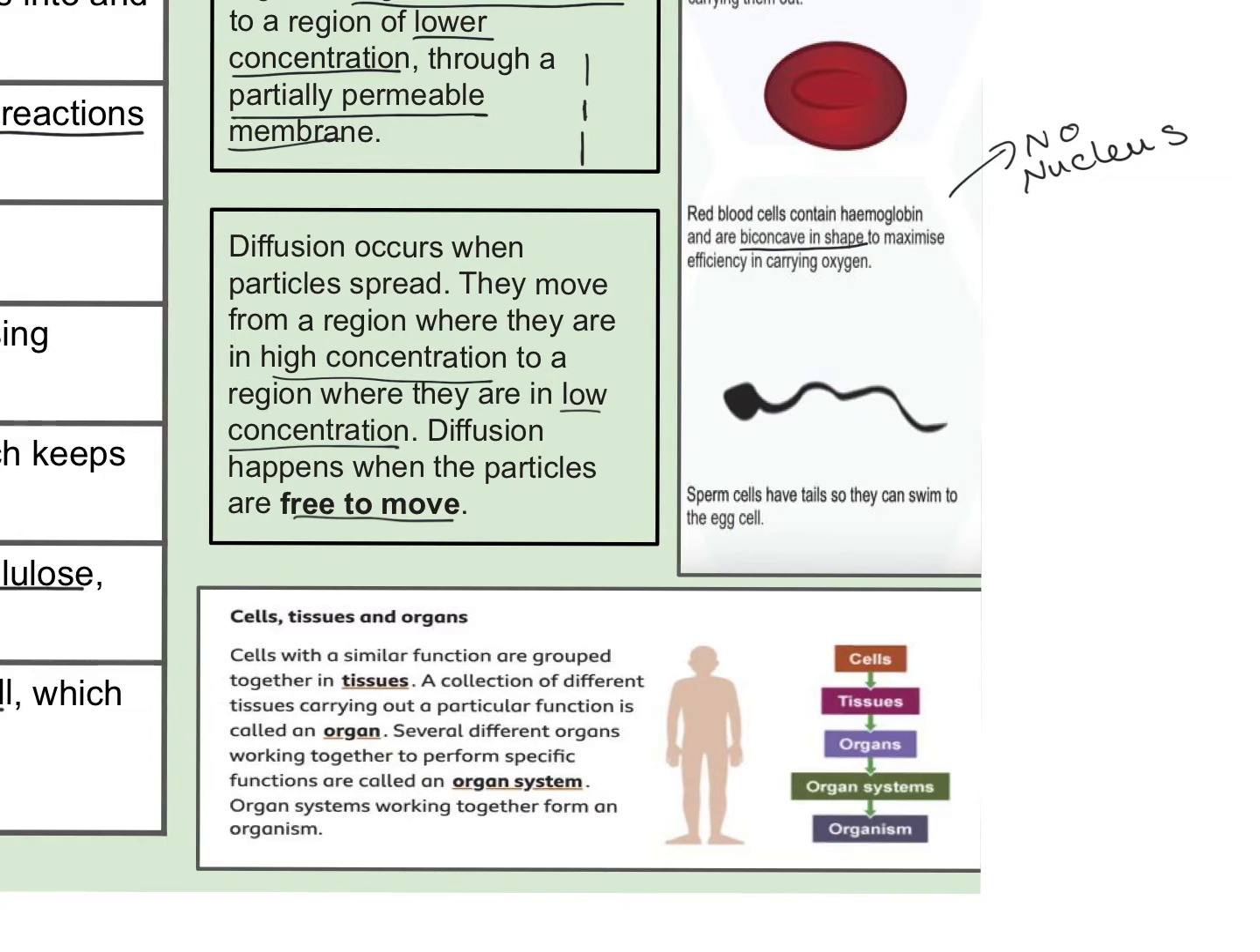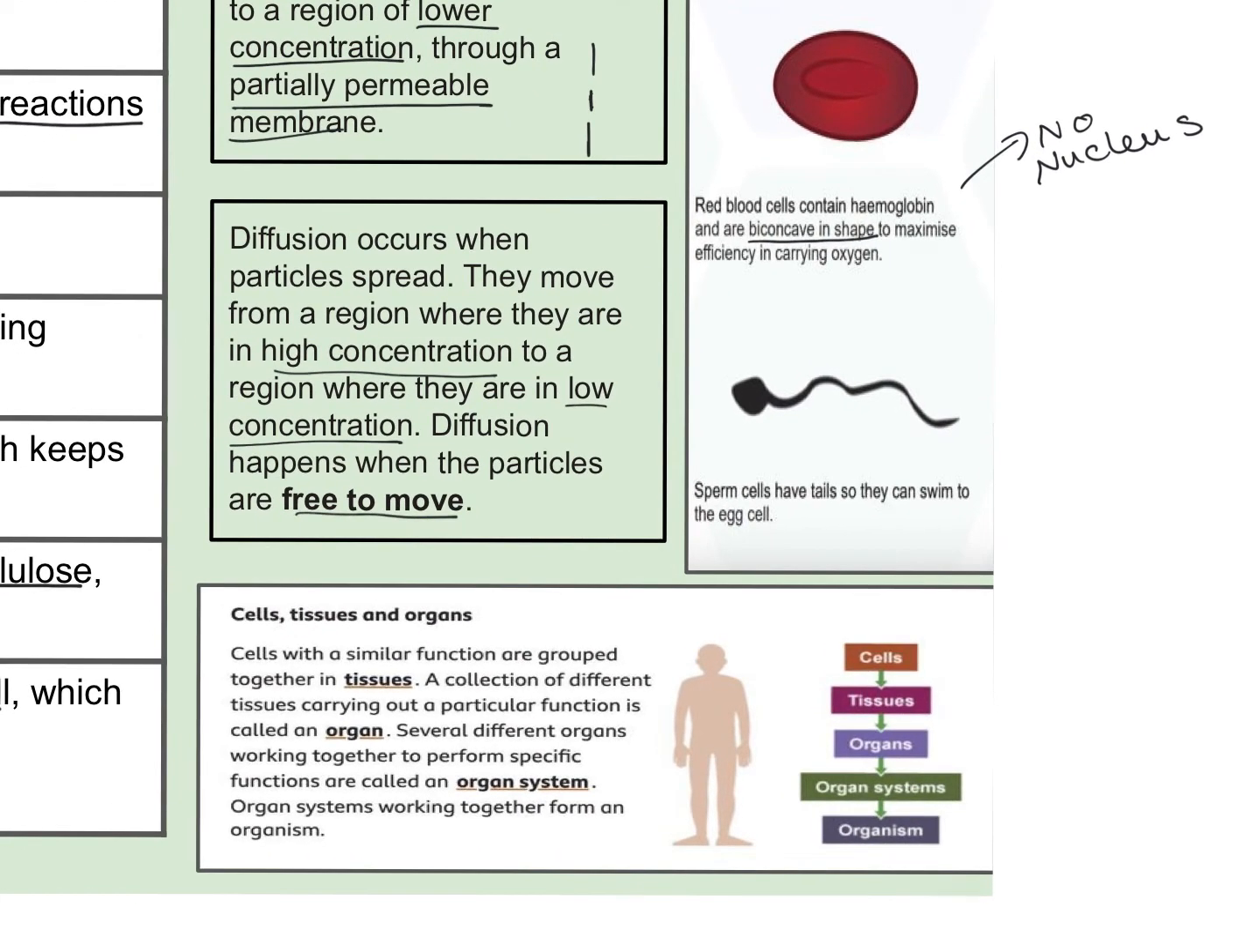Cells, tissues, organs. So cells are the smallest bit of your body. So we're made of animal cells. They all group together to make tissues. Those tissues group together to make organs. Those organs group together to make organ systems, like the circulatory system, respiratory system, digestive system, all these types of systems. And then all together these systems work to make us as an organism, a human.